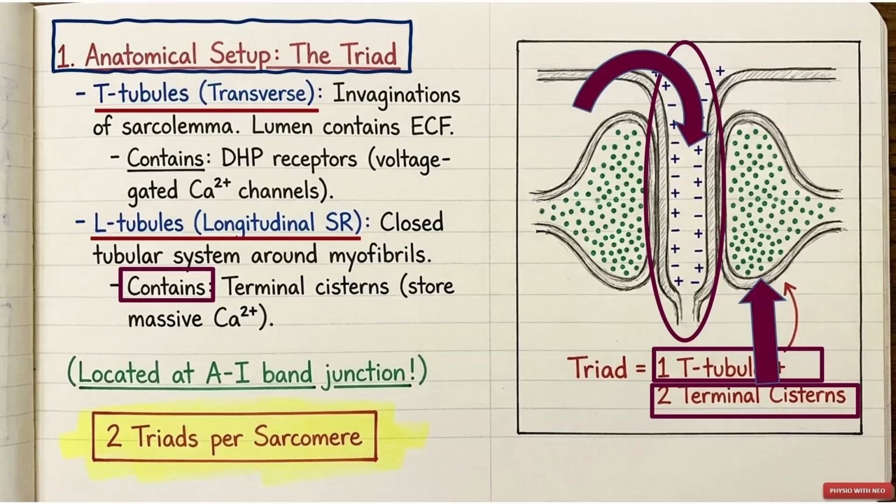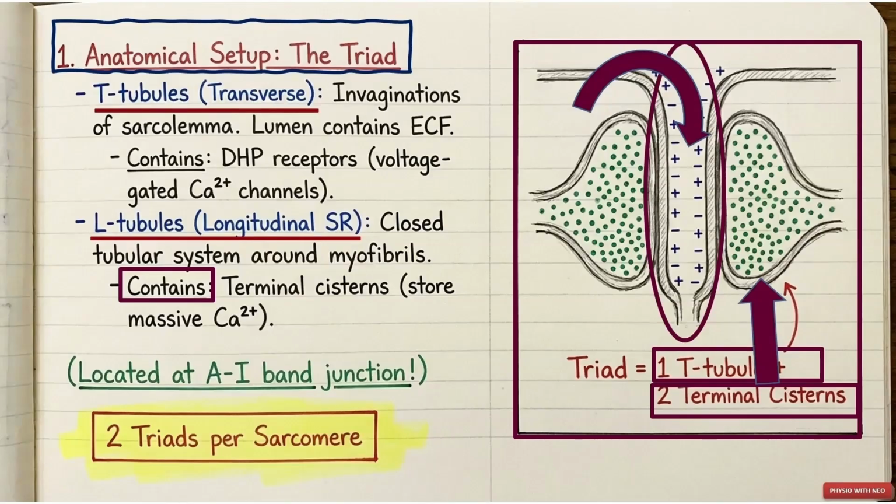This diagram also highlights an important point. There are two triads per sarcomere. So remember, the T-tubule carries the electrical signal, the sarcoplasmic reticulum stores calcium, and the triad is the T-tubule plus two terminal cisternae. Now here is the key question. If the nerve gives an electrical signal at the surface, how does the signal reach the calcium stores deep inside the muscle? That's called excitation-contraction coupling. Let's see it step by step.